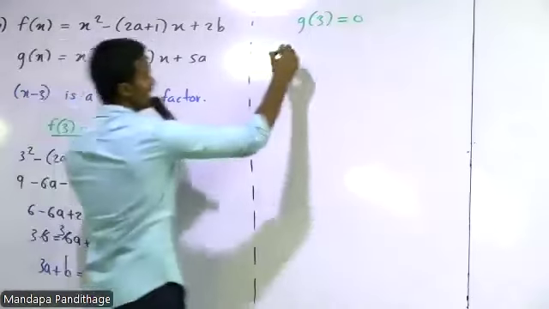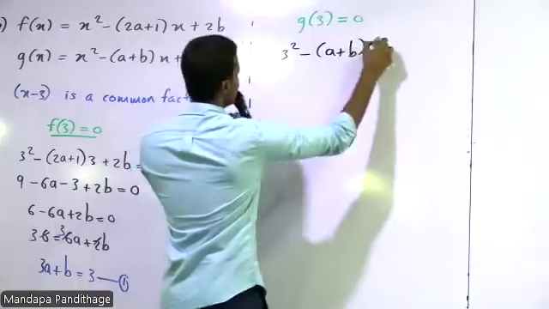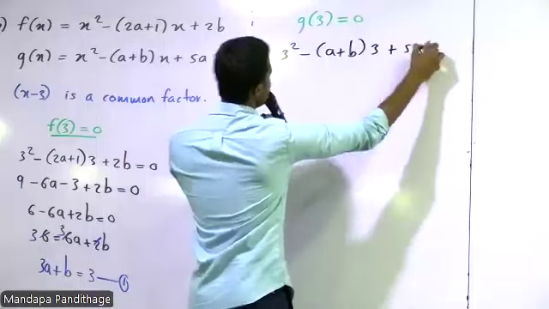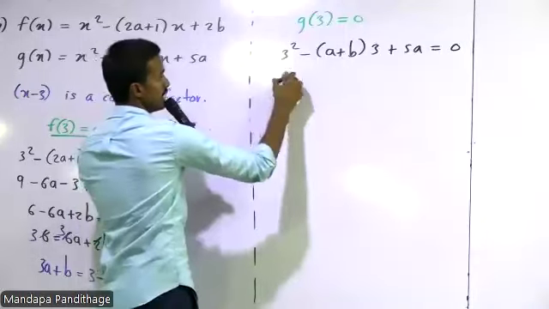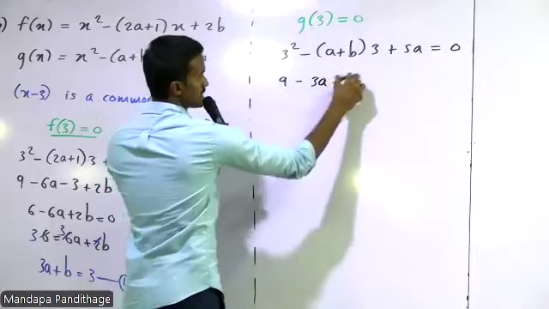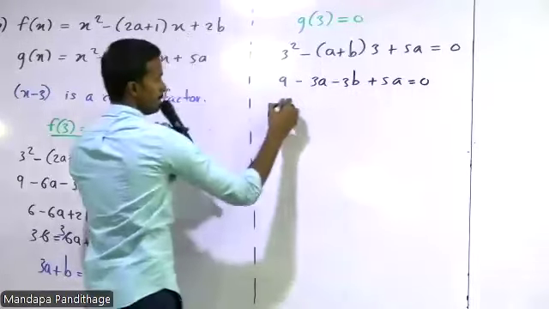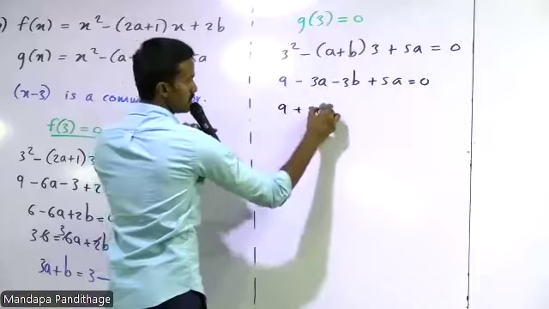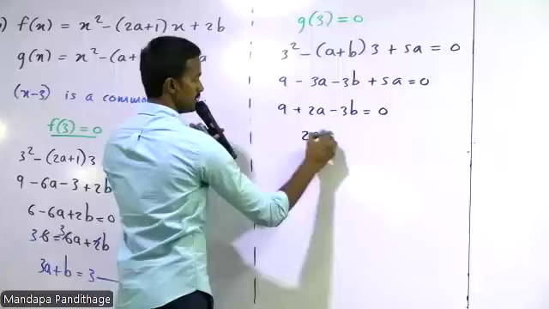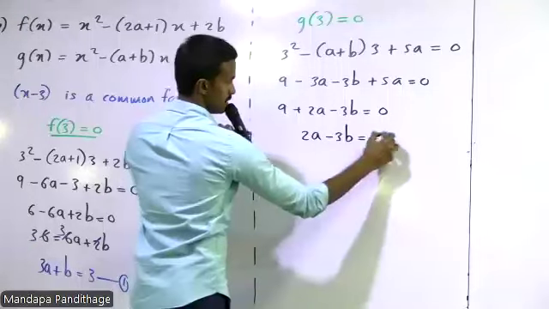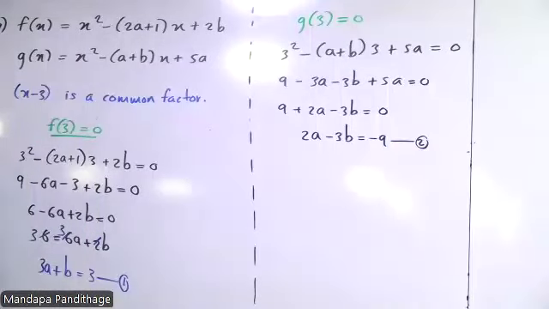Then 3 squared minus (a plus b) 3 plus 5a is equal to 0. So 9 minus 3a minus 3b plus 5a. So what do I get here? It's 9 plus 2a minus 3b. You can take this here, which is equal to this. Okay, you got two simultaneous equations. Solve them, you can find a and b.